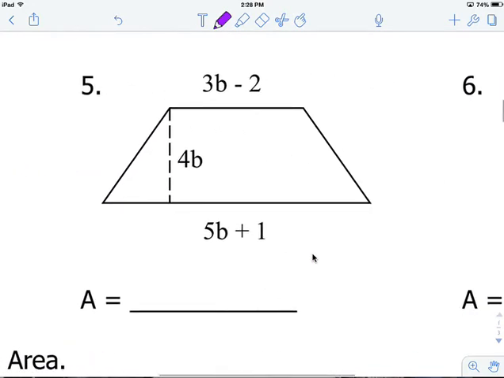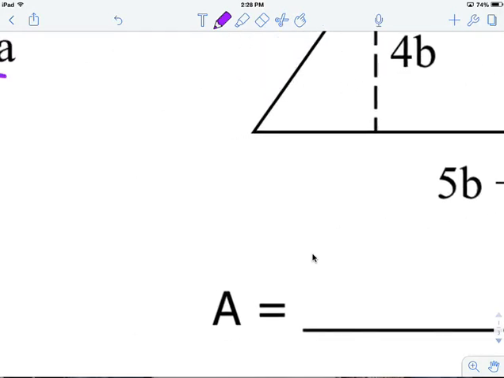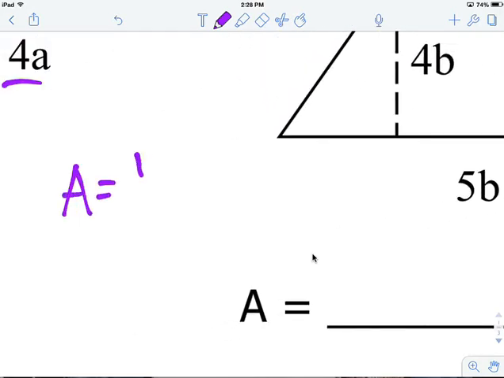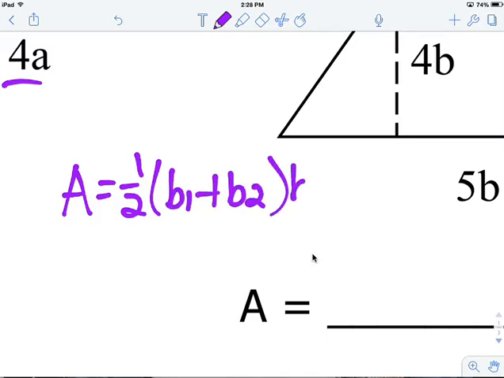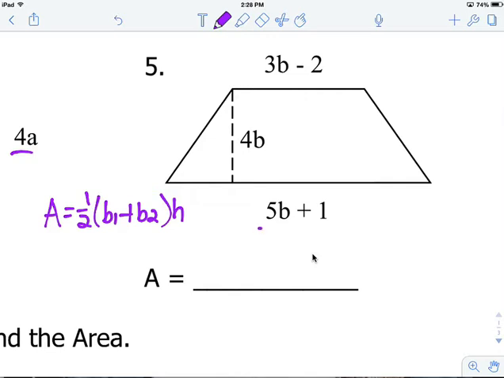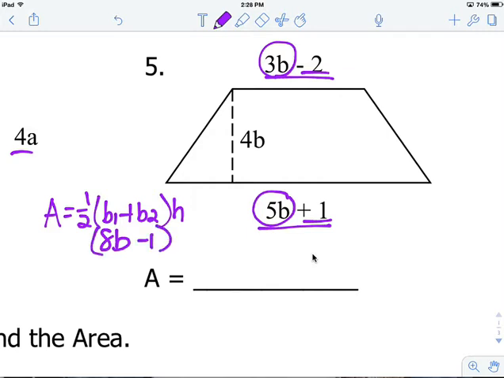For number 5, I have a trapezoid, which has a longer formula. I am looking at half of base 1 plus base 2 times my height. So base 1 is 5b plus 1. Base 2 is 3b minus 2. So 5b plus 3b is 8b. 1 plus negative 2 is negative 1. And I am multiplying that times my height, which is 4b. I'm going to put all of that over 2 to represent the 1/2.